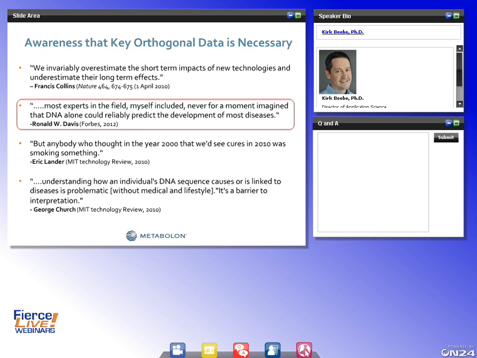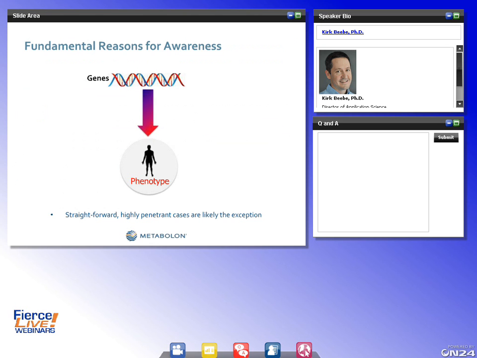And there really are some fundamental reasons. I'm going to spend some time on it in the next slide as to why it's believed now that there needs to be other data streams involved. If we start very simply and think about these fundamental reasons, in the case where there's a single mutation that's strongly penetrant that explains most of the phenotype, that's great. It's a clear-cut example, and there certainly are a lot of examples of that. But one thing that the genomics field has shown us in the last decade is that this is probably more the exception than the rule, these straightforward, highly penetrant examples.